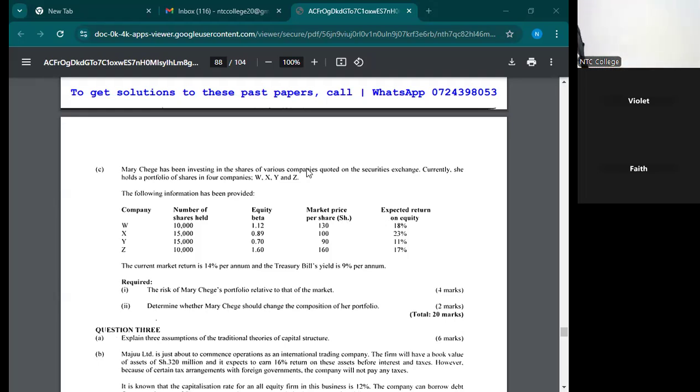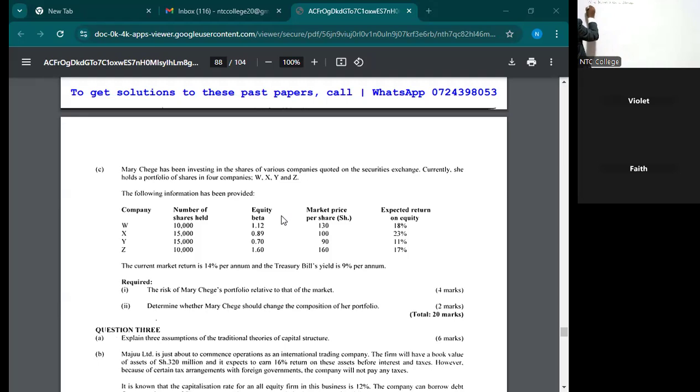So the first thing that we'll do is get the weight of the security. How do we get it? We'll take 10 times 130 for X. So let's get for X. We have 10,000. Is it 1,000? Yes. Times 130. That will give you a total of.